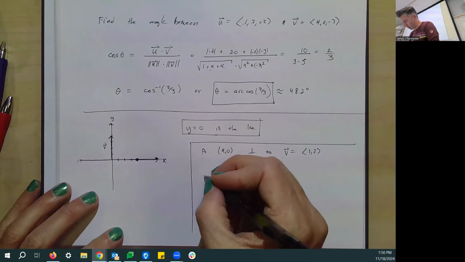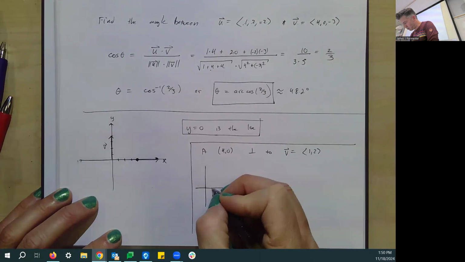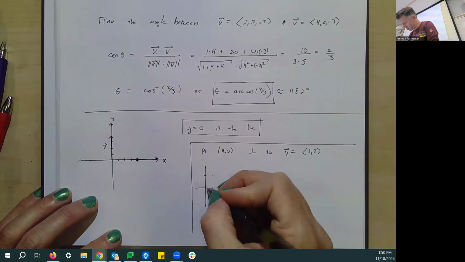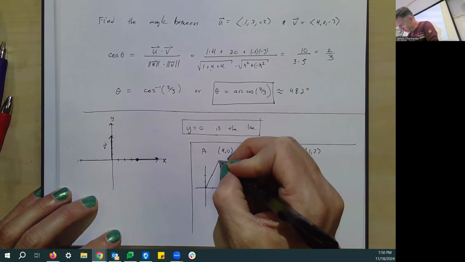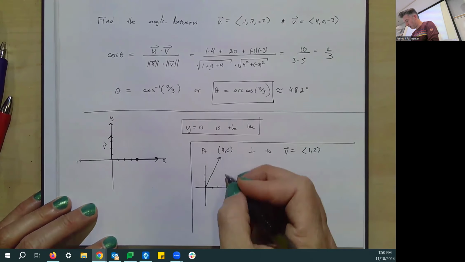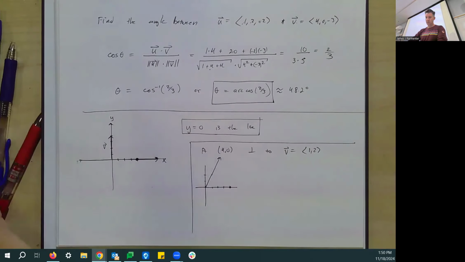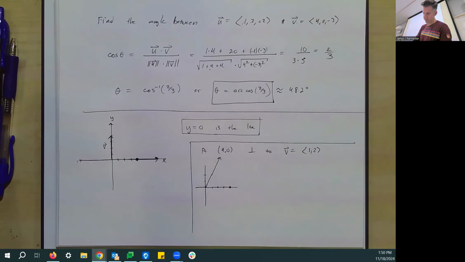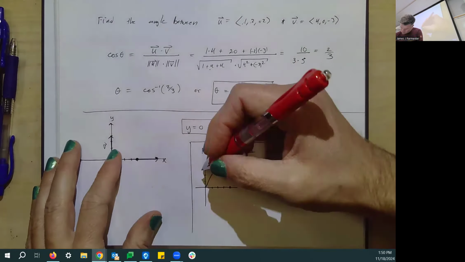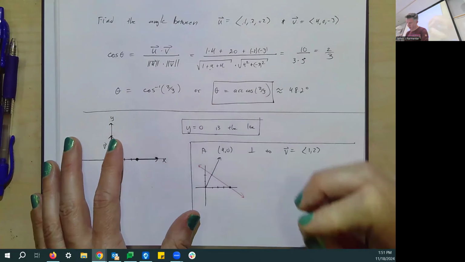So here's what we're looking like. My vector is over 1, up 2. And I want to find the line perpendicular to that vector that goes through the point 4 comma 0. Was my little ruler not in here? Oh well. So I'm looking for the equation of that line right there.